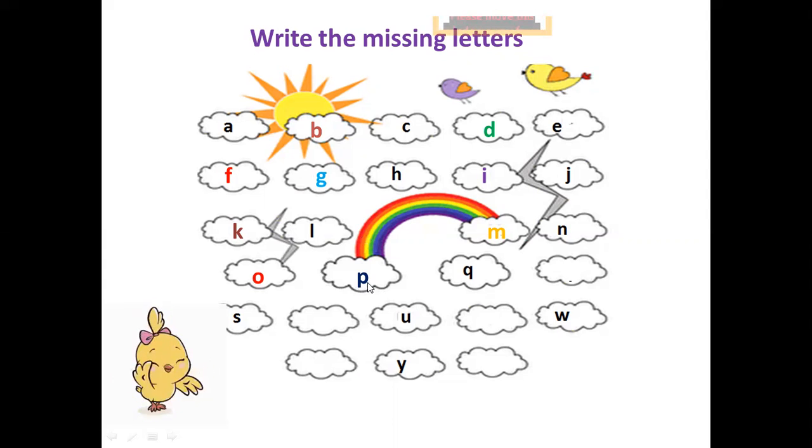Now after P, our next letter is Q. Okay, and after Q, again we have a missing letter. So what will come after Q? What is our next letter after Q? That is R. A small r.